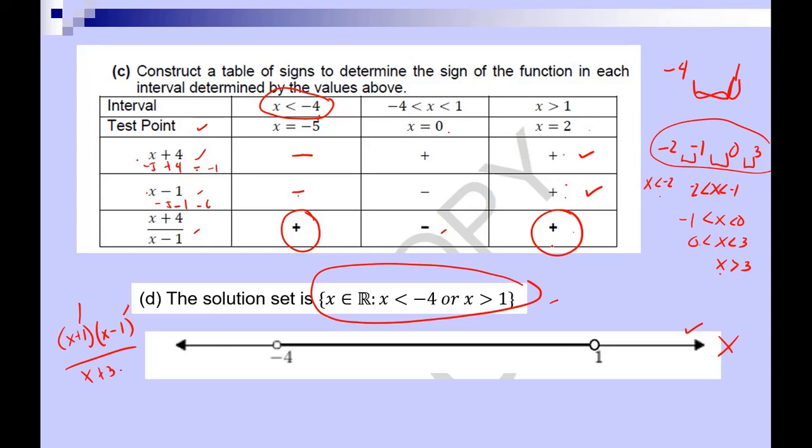So since positive is the solution, x is less than negative 4, or x greater than 1. When there are two, put only "or", don't put "and". If there is only one, then just one. Then this is the number line representation, or the graphing representation of this solution set.